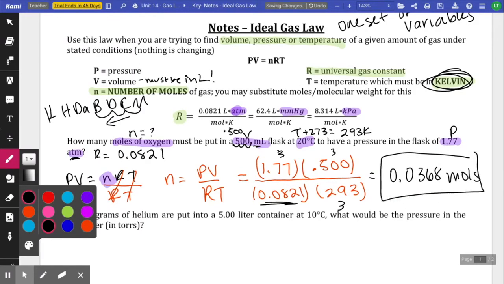Boom. That's it. That's the ideal gas law. Not so bad. Okay. Let's do another one.